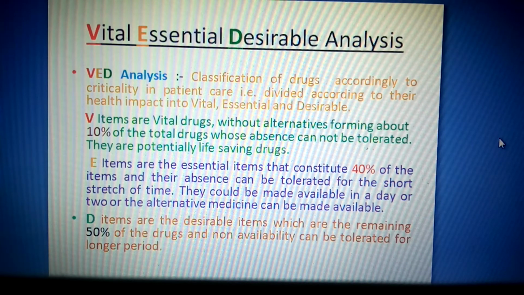E items are the essential items that constitute 40% of the items, and their absence can be tolerated for a short stretch of time. They could be made available in a day or two, or the alternative medicine can be made available. D category items are desirable items, which are the remaining 50% of drugs, and non-availability can be tolerated for a longer period.